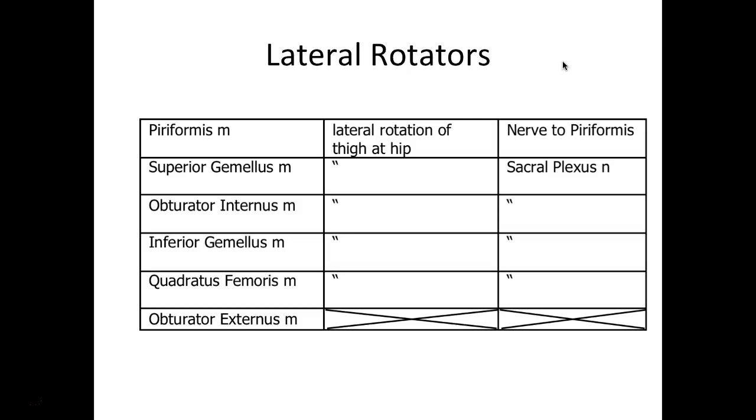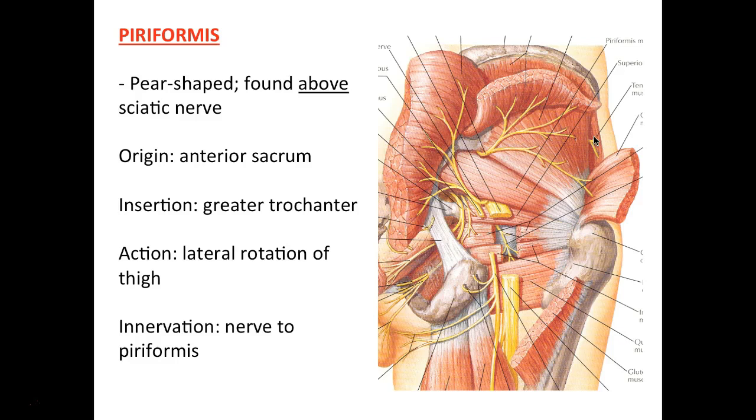Next, we have our lateral rotator muscles, and this is great because they all have the same action, and almost all of them have the same innervation, except for a special one, piriformis, which is just nerve to piriformis. So let's start off with that piriformis. If you find your gluteus minimus, so I want you to find that on your screen, right underneath that you're going to have a pear-shaped muscle. And that's this one right here.